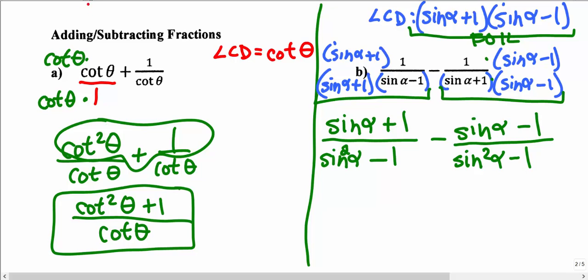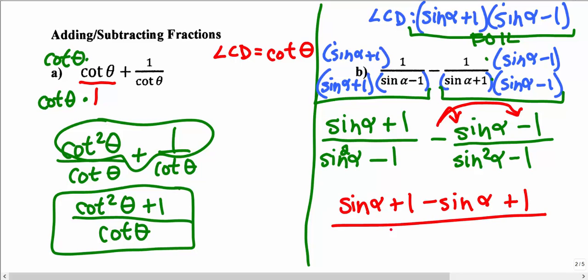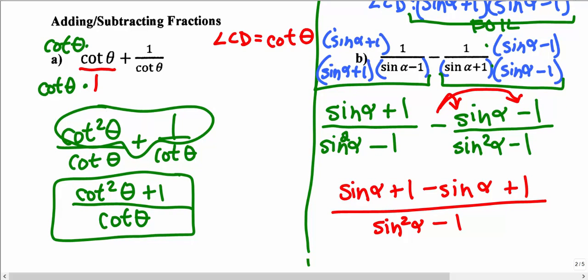We want to be careful because we are subtracting these two fractions, and this idea will pop up again later on. So you want to be careful that the negative distributes to both terms. So when I combine these fractions together, that's sine alpha plus 1 minus sine alpha, and then plus 1 when I distribute that negative. All over sine squared alpha minus 1. So all over that same denominator.